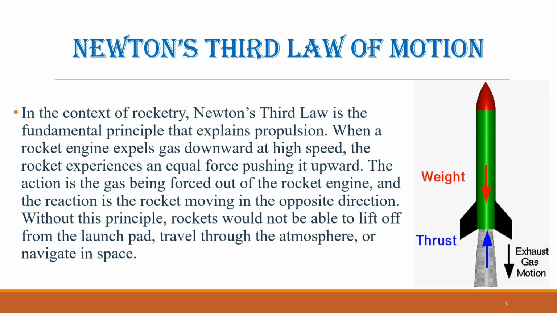In a rocket, the action is the expulsion of exhaust gases out of the engine, and the reaction is the rocket being propelled in the opposite direction. For a rocket to lift off from the launch pad, the thrust produced by the engines must be greater than the weight of the rocket. Once in space, however, even small amounts of thrust can change the rocket's direction or speed, because there is no air resistance to oppose the motion.